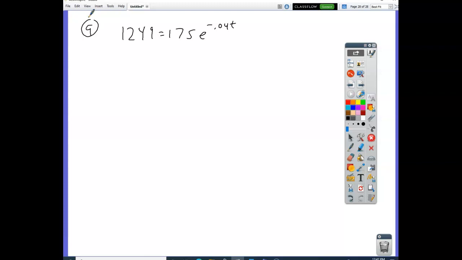Let's start there. So I've got 1249 divided by 175, and I get a whopping 7.1371 equals e to the negative 0.04t.